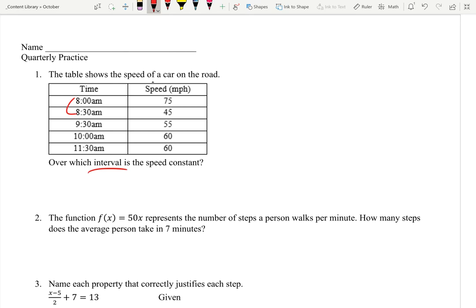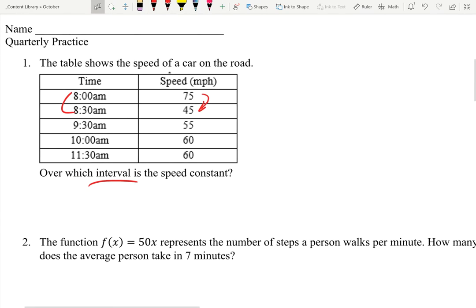Now you'll notice that over that interval, from 8 to 8:30, the speed went from 75 to 45, meaning that over that interval, it was decreasing, right? Now we're looking for an interval in which it's constant, meaning that the speed doesn't change. But let's go through everything to make sure you understand all the intervals, increasing, decreasing. So let's look at the next one, 8:30 to 9:30. Between 8:30 and 9:30, the speed went from 45 to 55. So over that interval, the speed was increasing.